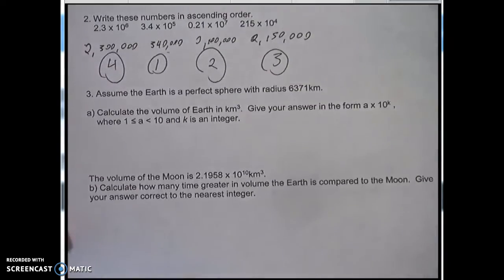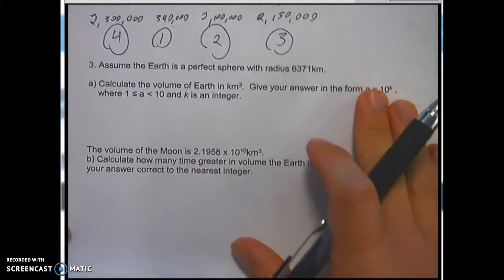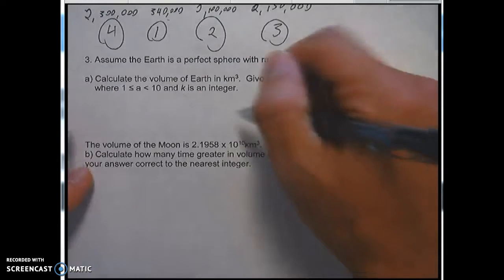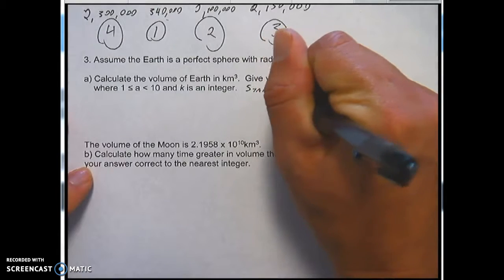Number 3 here is an actual problem taken from an IB exam. This is a paper 1 question here. It says, assume the Earth is a perfect sphere with a radius of 6,371 kilometers. Calculate the volume of Earth in kilometers cubed. Give your answer in the form of A times 10 to the k, where A is between 1 and 10 and k is an integer. In other words, write this thing in standard form.